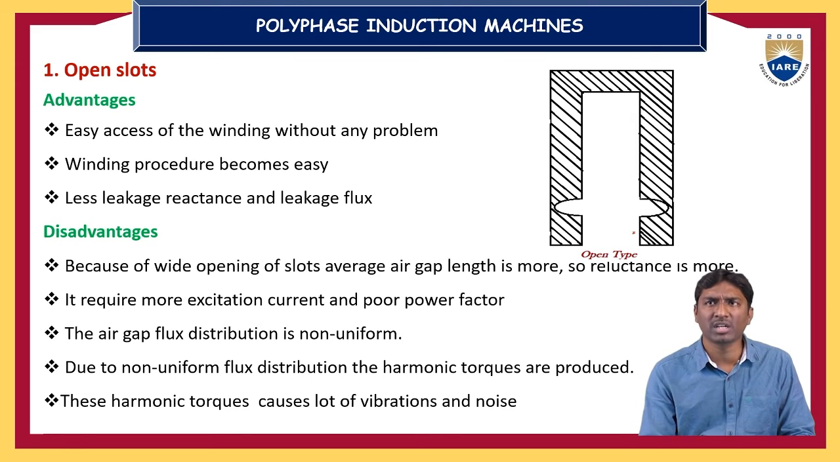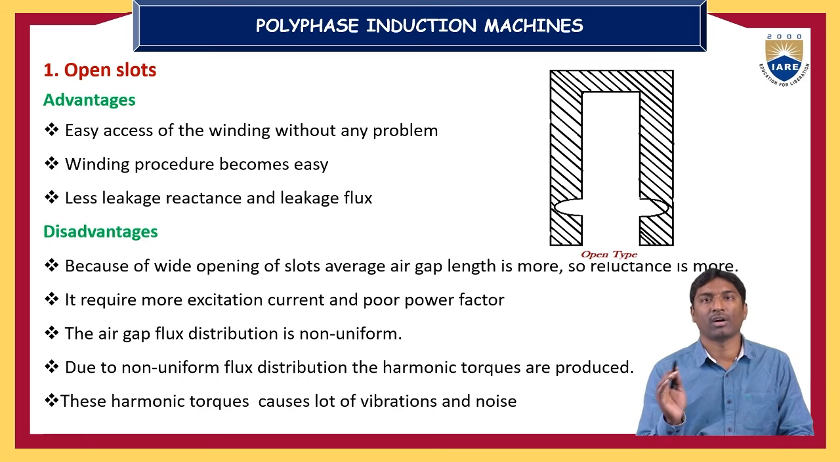Also the winding procedure becomes very easy, and there is less leakage reactance and leakage flux in the case of open slots. These are the advantages of open slots, but there are many disadvantages. Because of the wide opening of the slots, the average air gap length is more, so the reluctance is more in open slots.